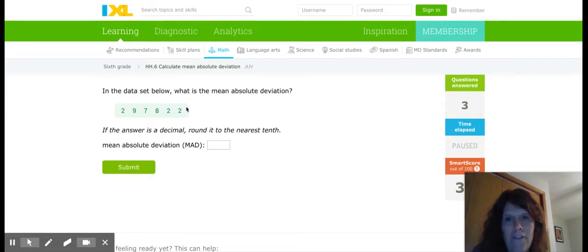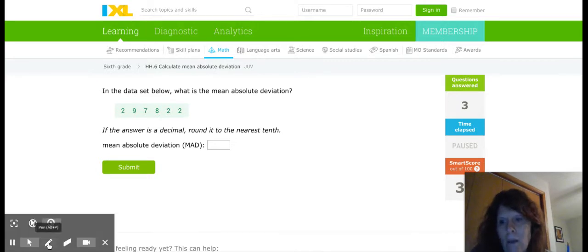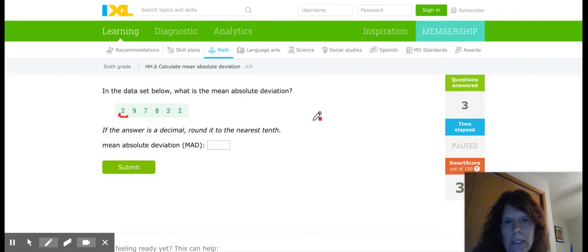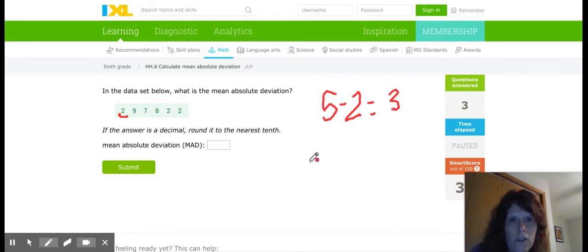The answer is 5. Now that we found the mean of our data, we're going to take each piece of data. You've got the number 2. You're going to take our mean, which is 5, and you're going to say 5 minus 2. 5 minus 2 is 3. So there's one of your first pieces of data.